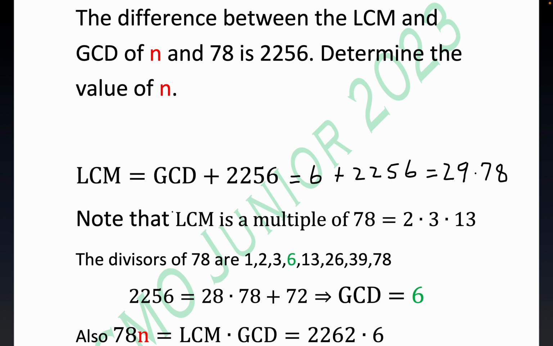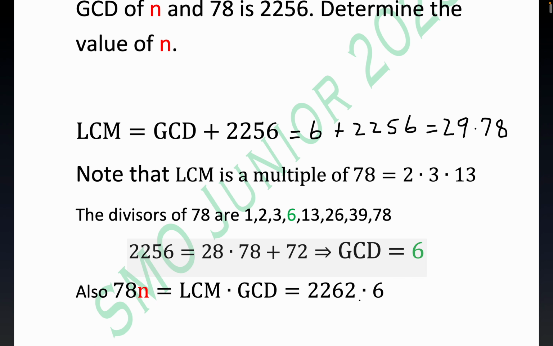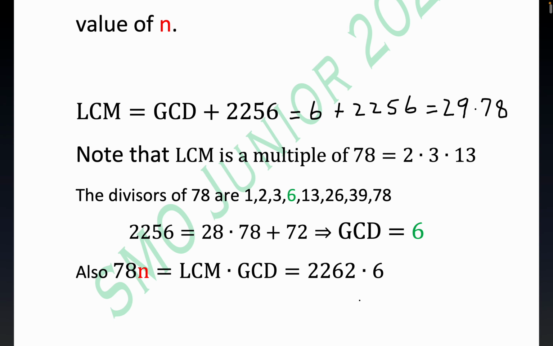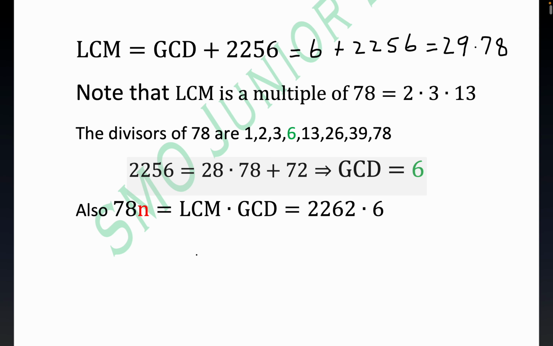All right, so that handles the fact that the LCM has to be a multiple of 78, and it's also going to be the smallest one since you just bumped up 6 from this expression right here. Now let's take a look at what all that means. We're going to use that fact that I told you about, that the product of the two input values, 78 is a given, n is the unknown, is equal to the product of the LCM and the GCD. But notice we've already determined what those are. That's 2262 times 6.